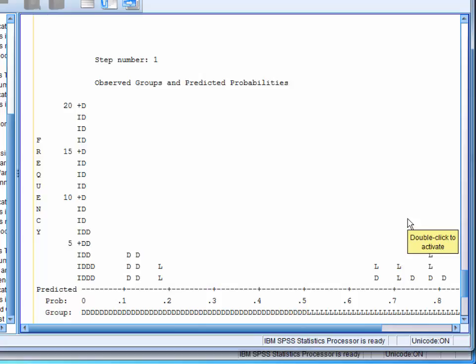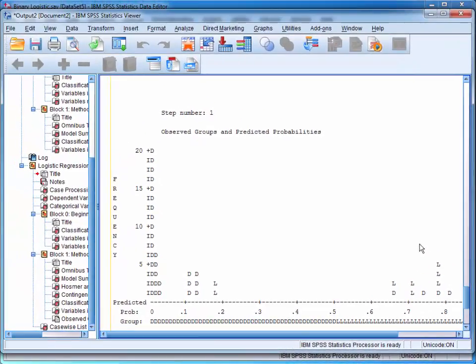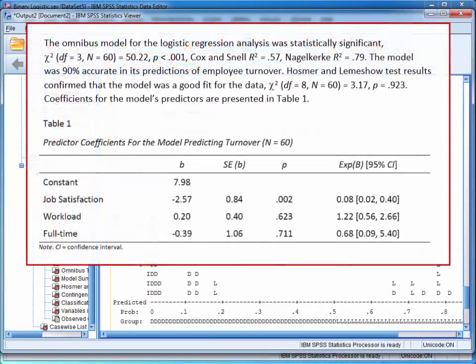When reporting the results of binary logistic regression, you would generally report the omnibus test of model coefficients, both R-square statistics, the Hosmer and Lemeshow test, and coefficients and confidence intervals from the variables in the equation table.